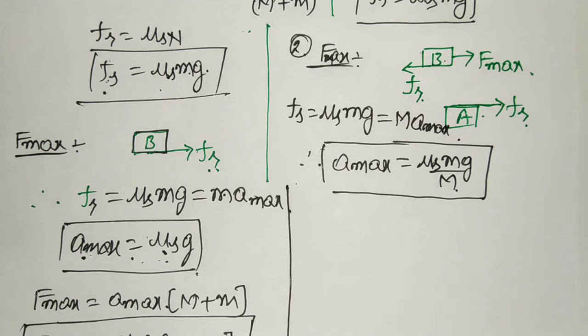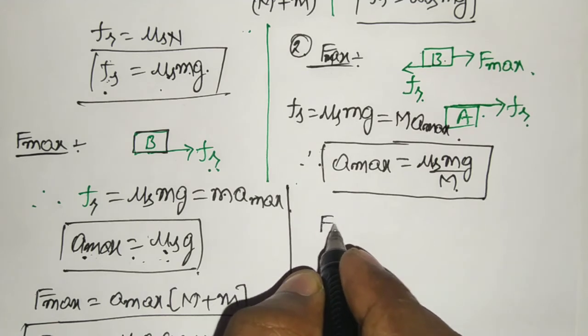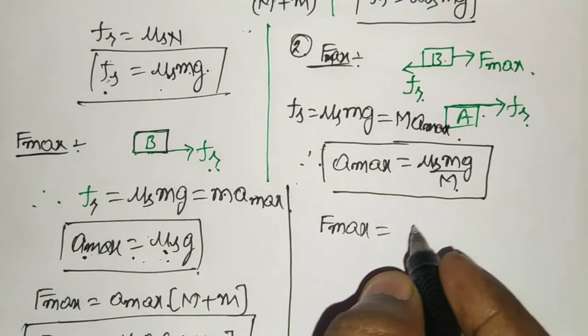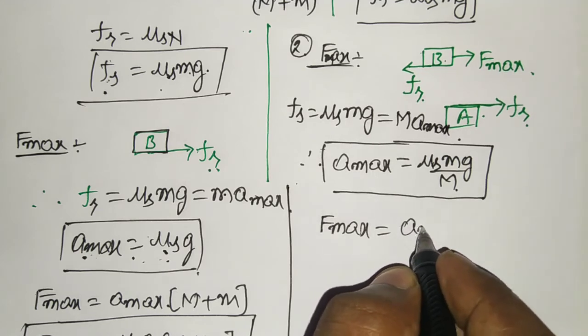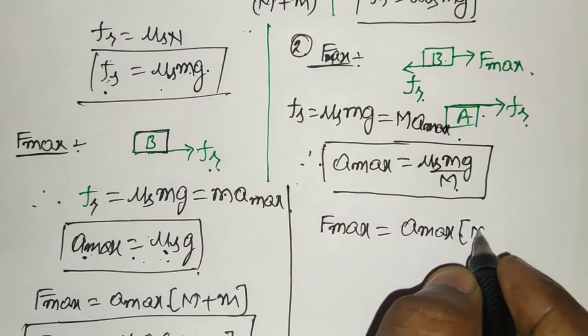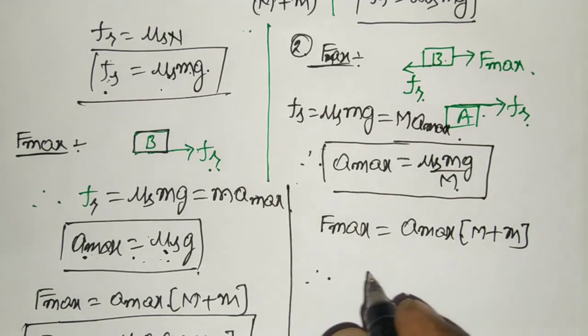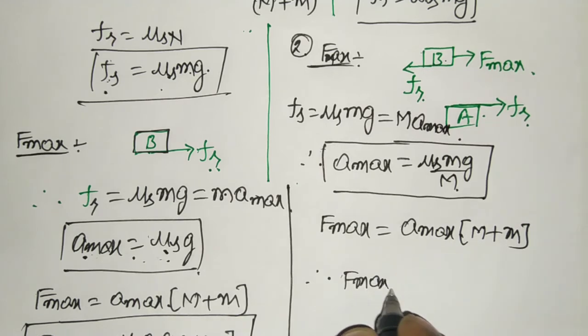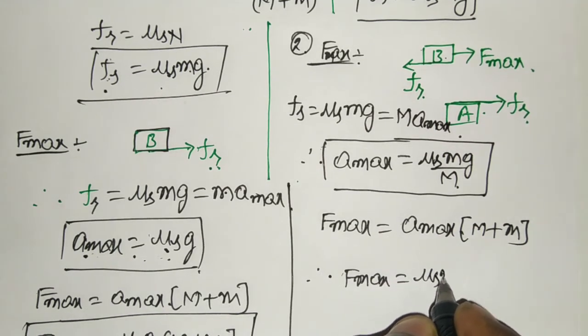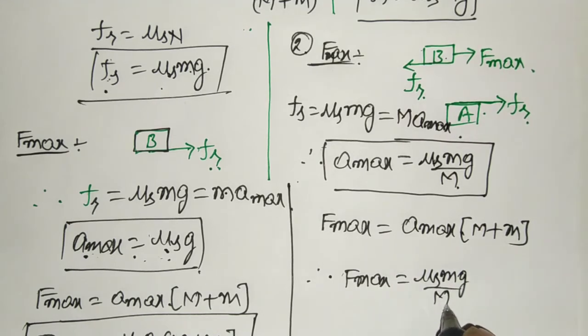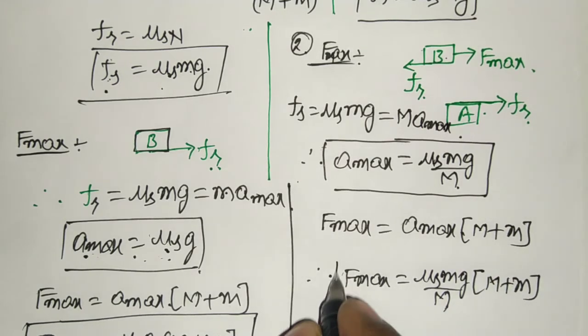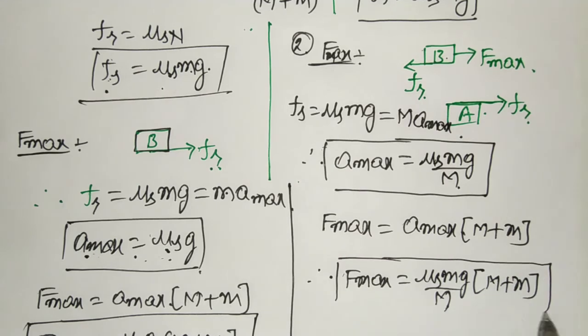Here, A max depends on the masses when the force is applied on the top block, and the corresponding force F max can be written, as both the blocks move together: F max is equal to A max into capital M plus small m. Therefore, F max is equal to, what is A max? Mu S into small m into g divided by capital M, into capital M plus small m. This is the maximum force that I can apply on the top block such that both the blocks move together.